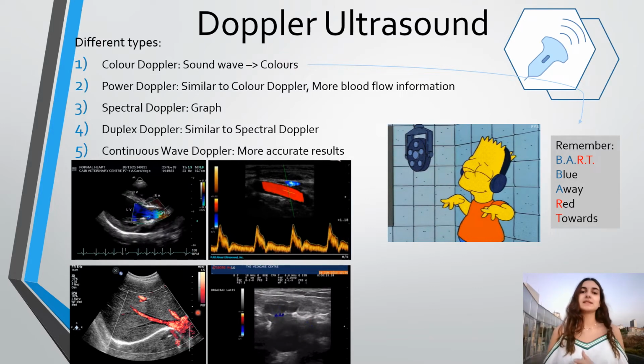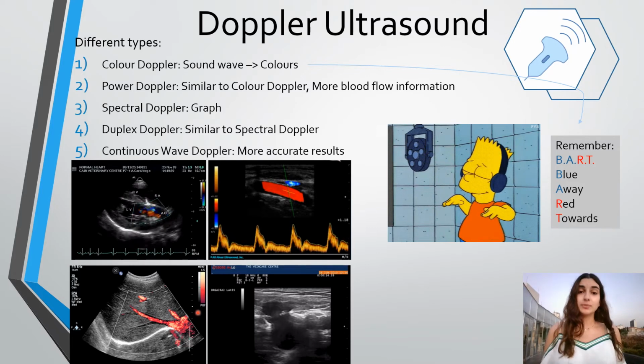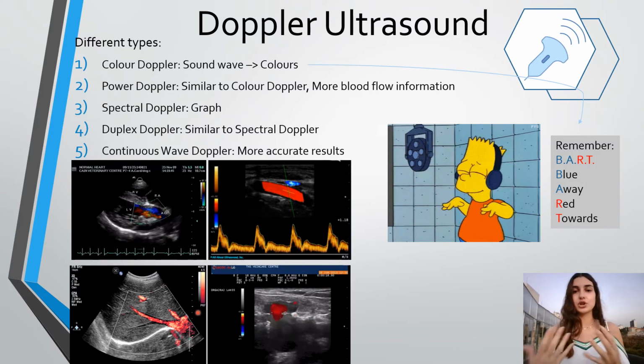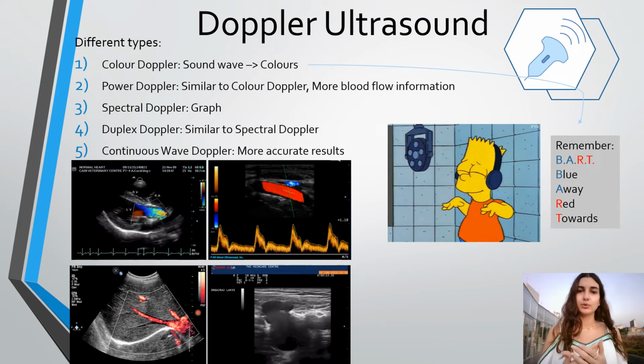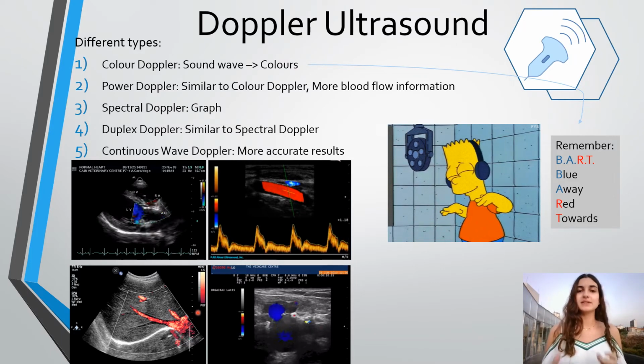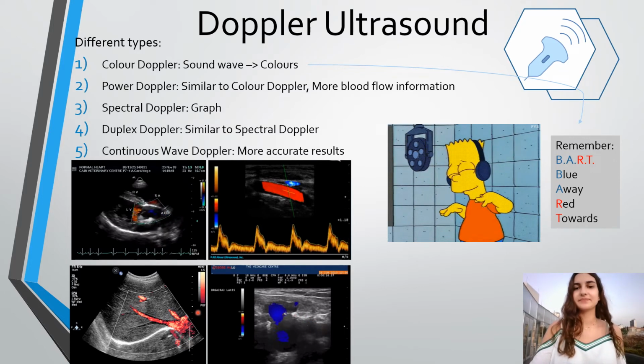Another type is the spectral Doppler, which displays graphs instead of colored pictures and can detect artery blockage. Duplex Doppler is also similar. Graphs are made from ultrasound pictures of the structure of blood vessels and are superimposed with the blood flow and direction. It is used to diagnose vein problems. Continuous wave Doppler sends continuous waves, which results in more accurate blood flow measurements.